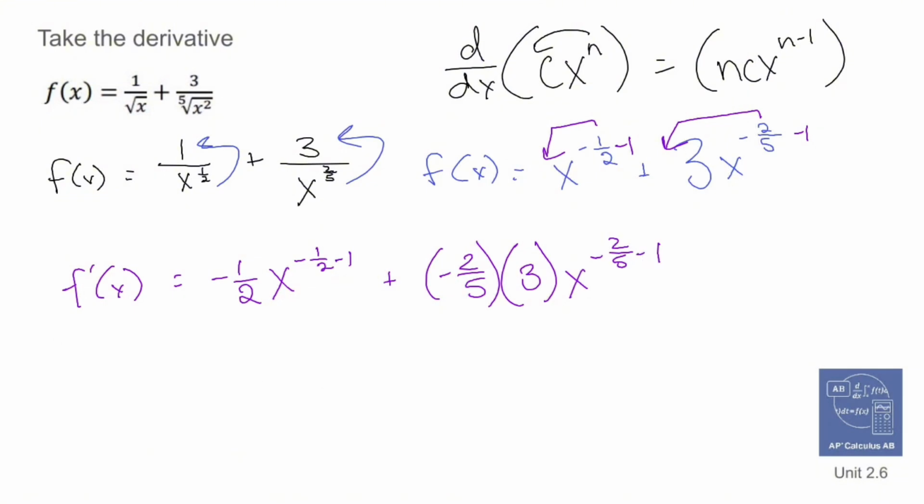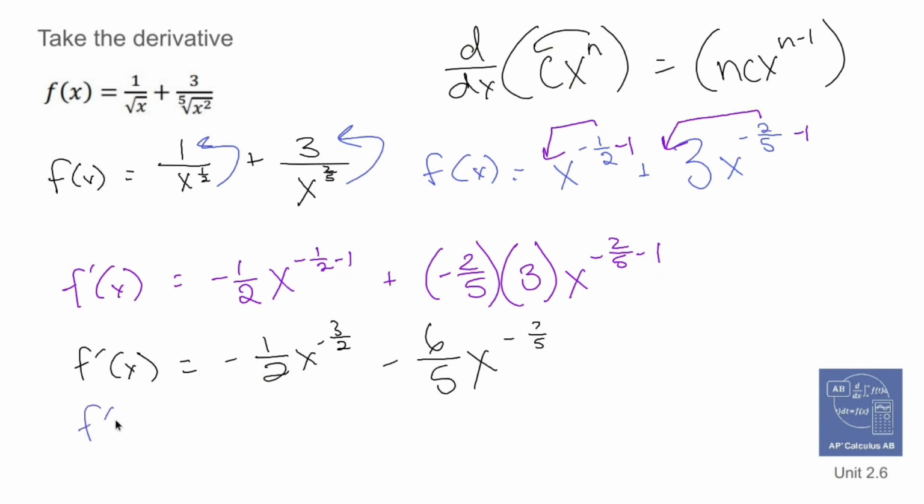Let's clean this up using 2 steps. f prime of x is going to equal negative 1/2 is still there. Okay, x to the negative 3/2, because 1/2 minus 1 is negative 3/2. You don't do much. Negative times a positive is a negative, so that's going to be negative 6 over 5. And negative 2/5 minus 1 is negative 7 over 5. So actually 2 steps after this. Okay, I lied. I'm a liar.